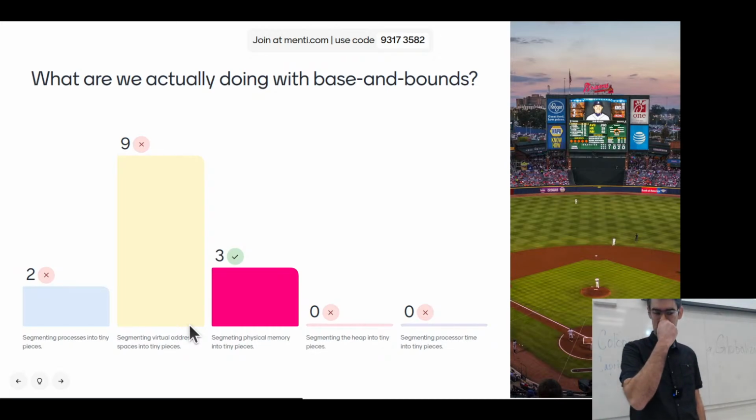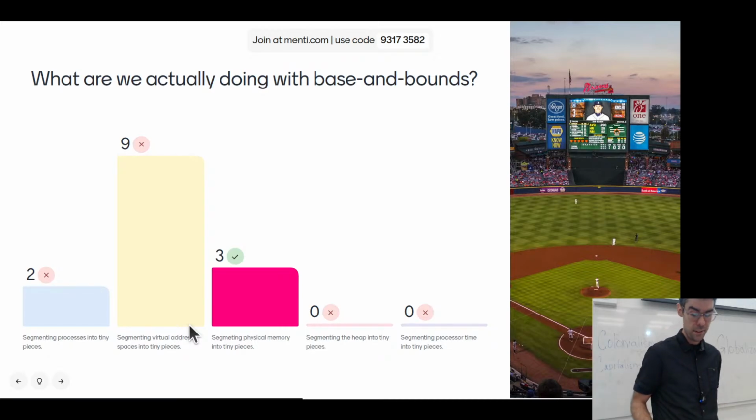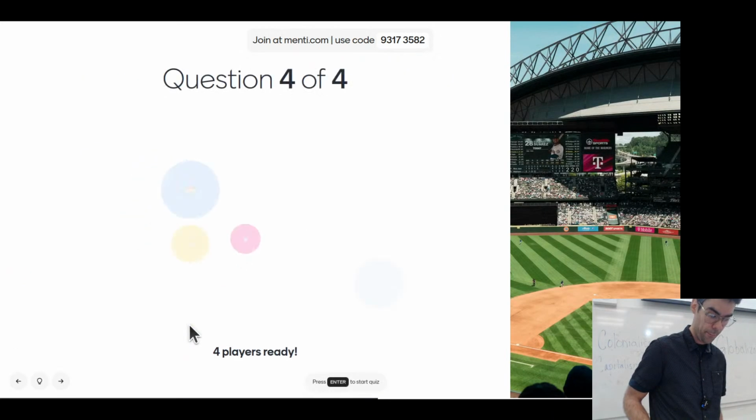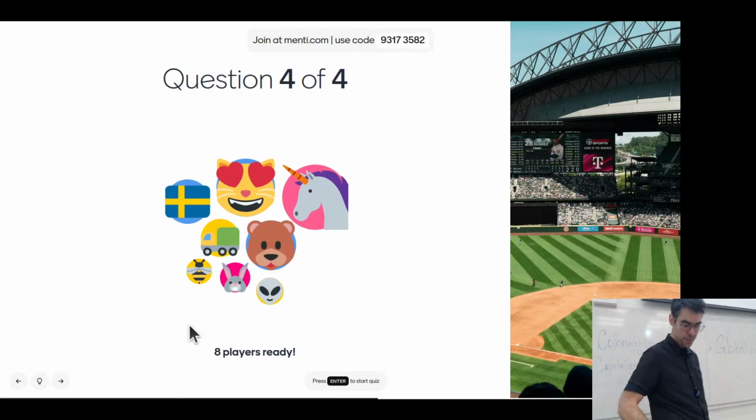Okay, so the main idea here is that we're segmenting our physical memory into fixed size chunks, and the entire virtual address space gets stuck into that fixed size chunk. Here is our last question.